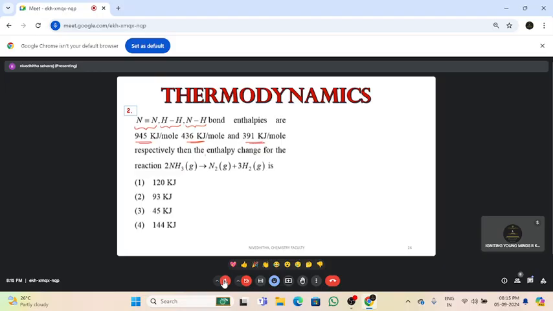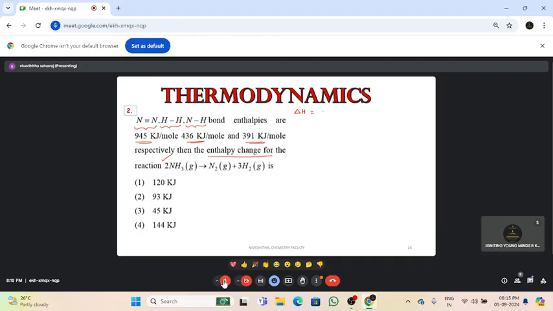Okay, and they're asking us to calculate the enthalpy change for this reaction. What is enthalpy change? How should we represent enthalpy change? If it is change, then we have to represent it with a letter. I have to use H. Very good, H.